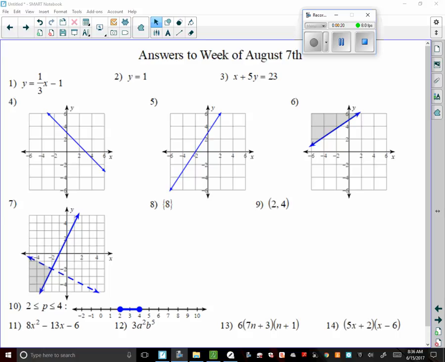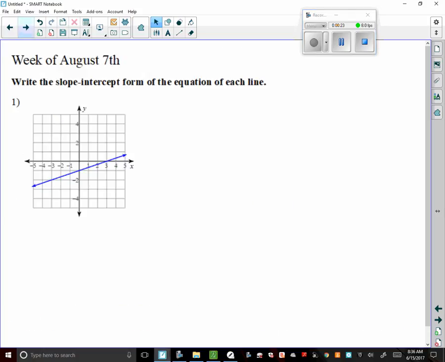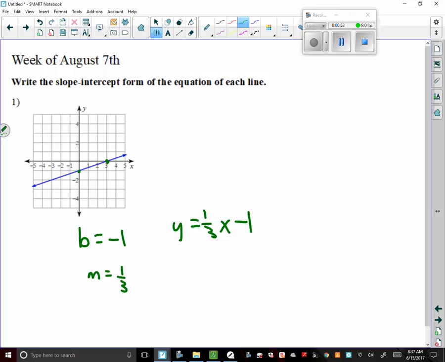So let's get started. First we have to write the equation of this line in slope-intercept form. You can tell from the picture that the y-intercept, the b, is -1. You can also easily identify the slope from the picture. Just pick 2 points that go through at corners and find the rise over run. So it rose 1, it ran 3, so the m is 1/3. Now to put it together in slope-intercept form, y equals 1/3 x minus 1.